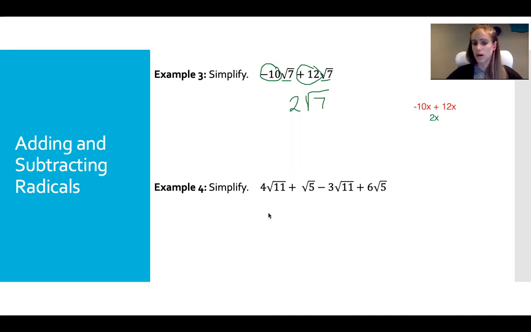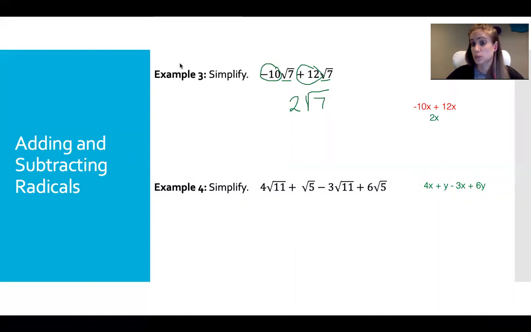All right, number 4. So here we have a lot more terms. Okay. So let's take a moment and explain, just like we did with variables on number 3, what this would look like if it was written with variables instead of radicals. It'd be like 4x plus y minus 3x plus 6y. So we're looking to combine things, we're looking to add our like terms. So sometimes you have more than one variable, same here for example 4. Sometimes you have different types of radicals.